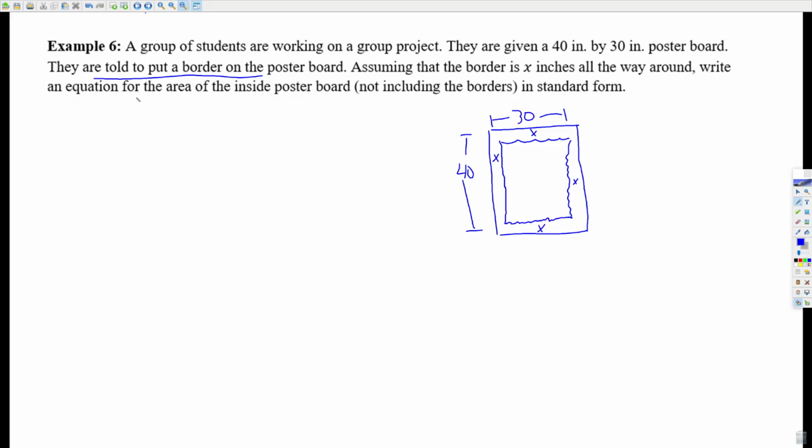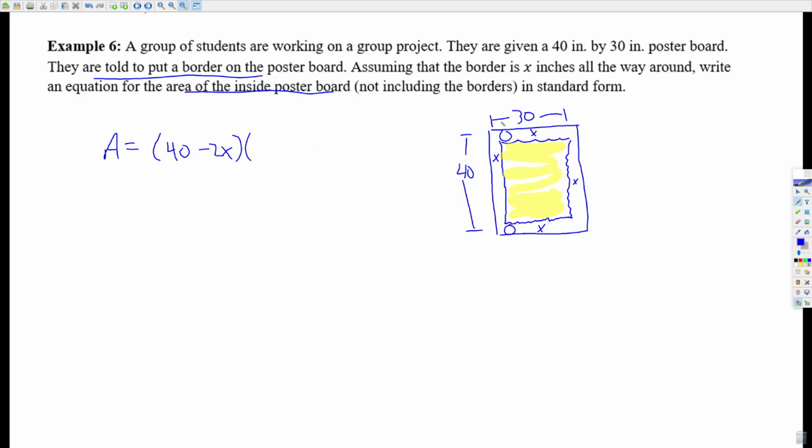We're going to try to find the area of the inside of the poster board, not including the border. So we're trying to find the area of just this piece here, how much space this is. This is going to be a little bit different. When we find the area of this, it's obviously going to be a rectangle again. But this time, when we do length times width, we're not including the border. We're actually taking it out. So the length of this would be 40 inches. But then instead of adding this extra thickness of x on top and bottom, we're subtracting it. So we're taking 2 of these x's away. So minus 2x.